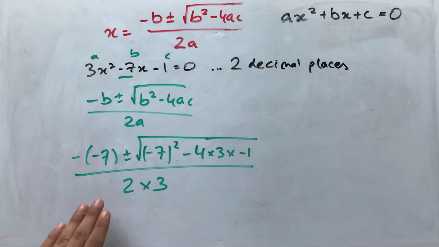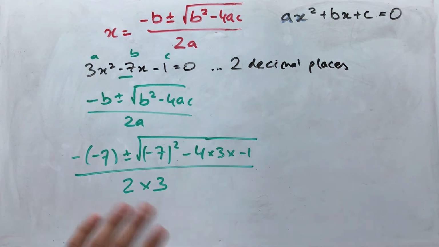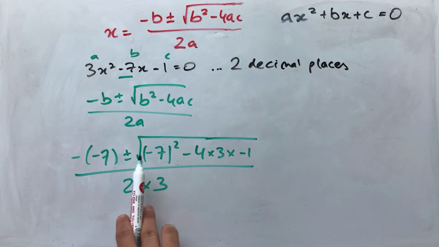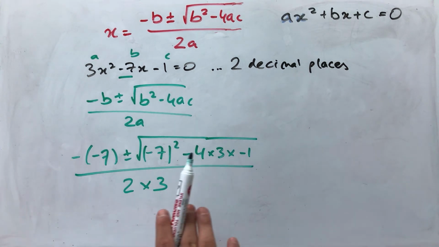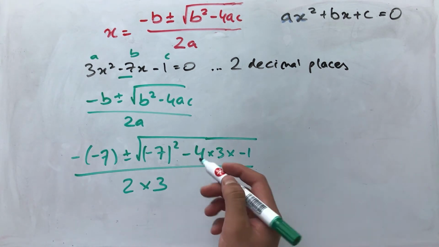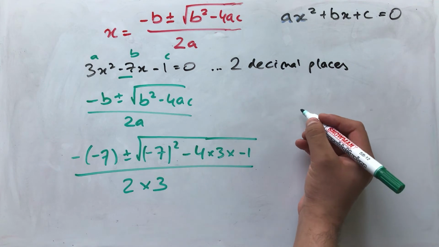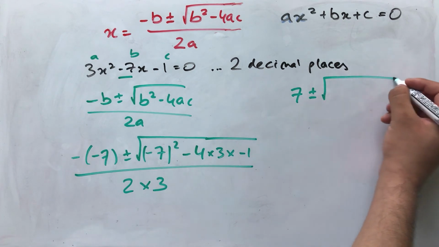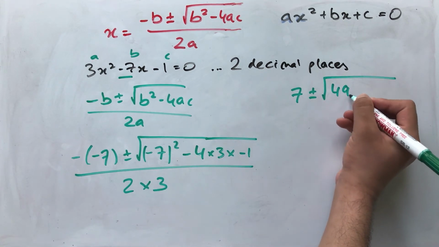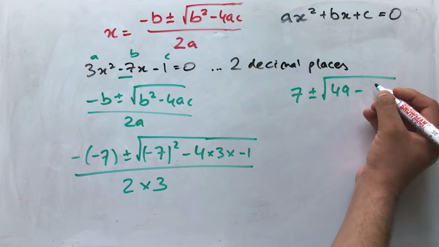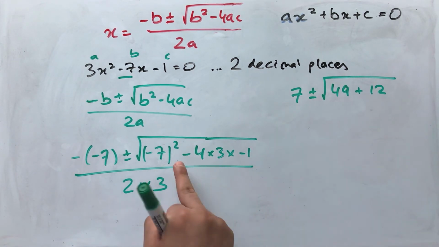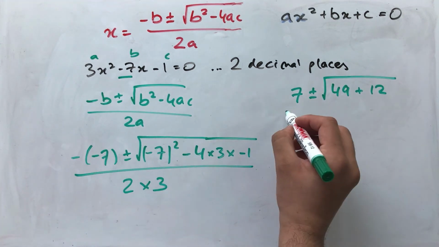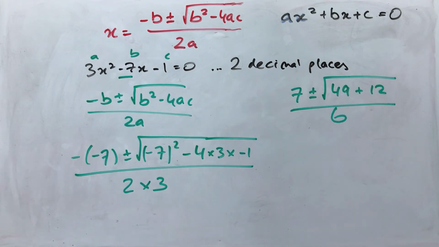Now immediately when you look at this, you can see that there's a lot of signs. There's a lot of negatives and positives all over the place. You have to be very meticulous and careful and not mess it up. Messing up one of the signs could lead you to a completely wrong answer and a disaster basically. So now by simplifying what's inside, the negative and negative cancel out. So you get 7 plus or minus the square root of 49 minus, and all of this is actually plus 12, because the negative 4 times negative 1 makes a positive, and you times that by 3. All over 6. 2 times 3 is obviously 6.